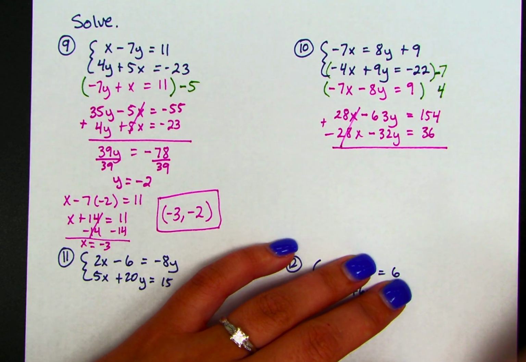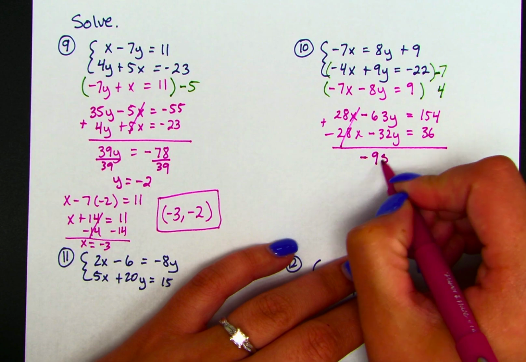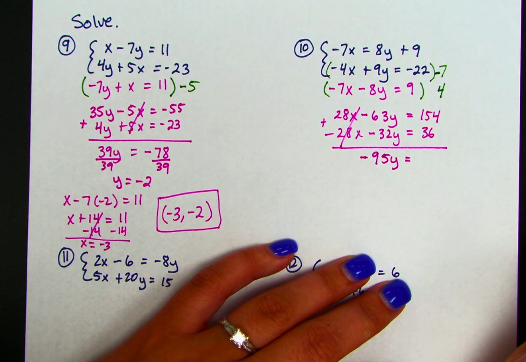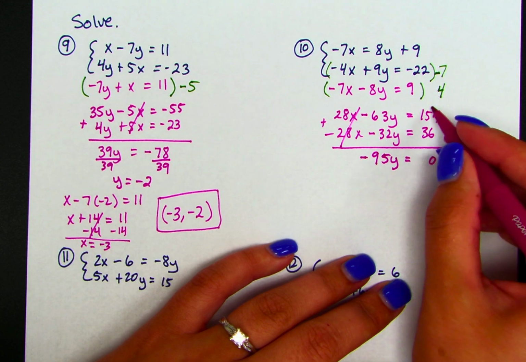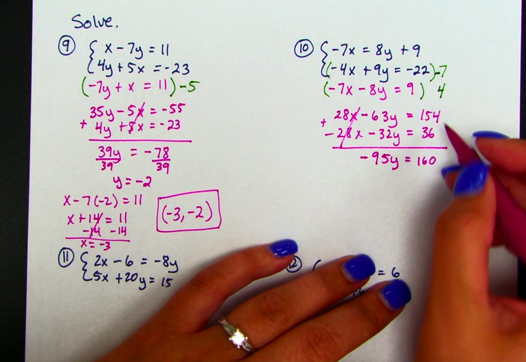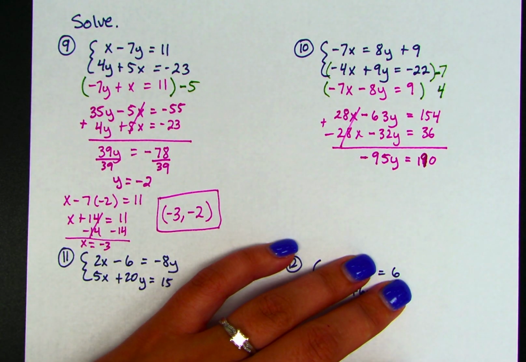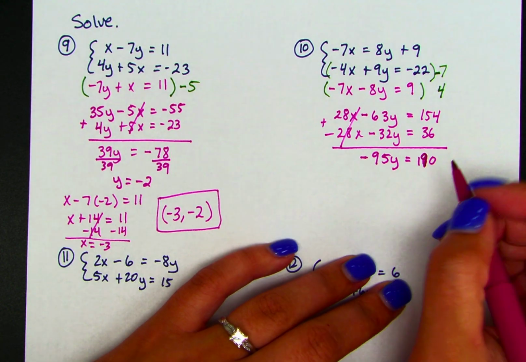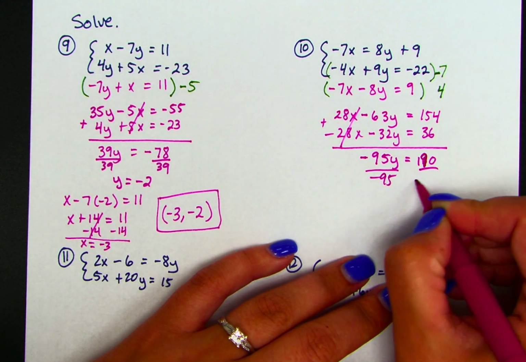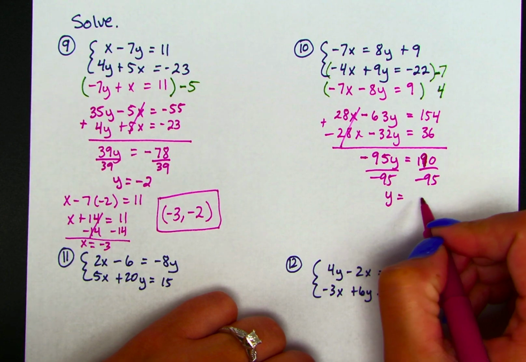The x's add to be 0, so that cancels. This is going to give me a negative 95y. And let's see, that'll be 0, 6, 1. So 160. And then to finish, we are just going to, oh wait, nope, that's not right. 190. So now we need to divide both sides by negative 95. So 190 divided by negative 95 is going to give me negative 2.